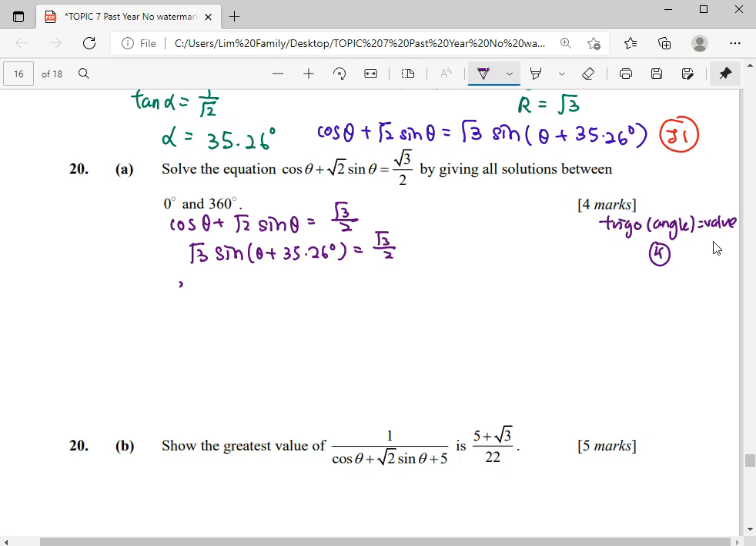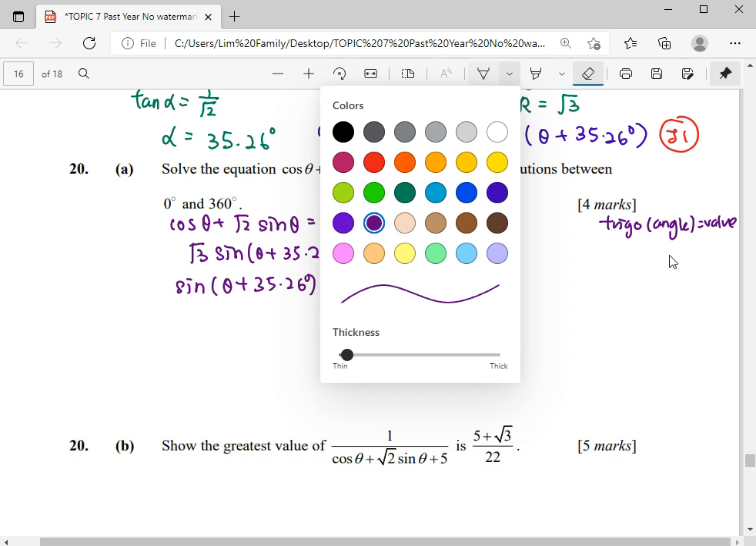For this question, we can simplify some more, where the trigo is sine, the angle is theta plus 35.26, and then the square root 3 we move to the right hand side, we will get 1 over 2. So this is our trigo, this is the angle we need to solve, and this is our value. This equation is ready in the format for solution. Let us revise the steps that we need.